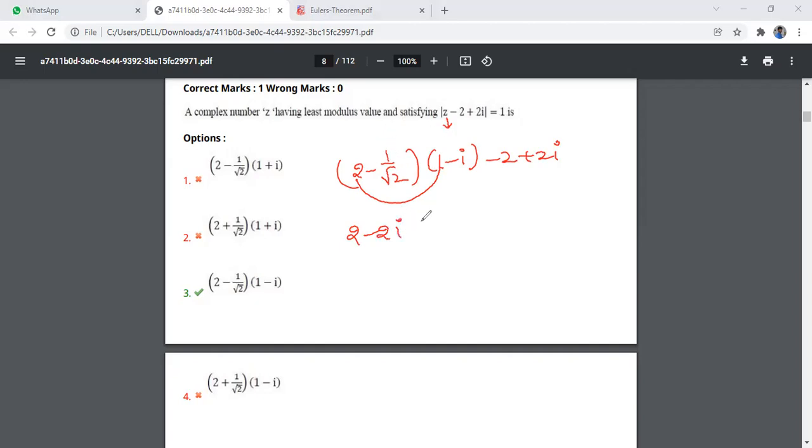This 1 by root 2 into 1 minus 1 by root 2, and this minus into minus will become plus, and this will become i by root 2. So this is minus 2 plus 2i. Now if you see the like terms, this is 2i, this is i, this is i. These all are i terms. The remaining are normal. This 2 plus 2 minus 2 cancel, and only minus 1 by root 2 is there. And here minus 2i plus 2i also cancel.